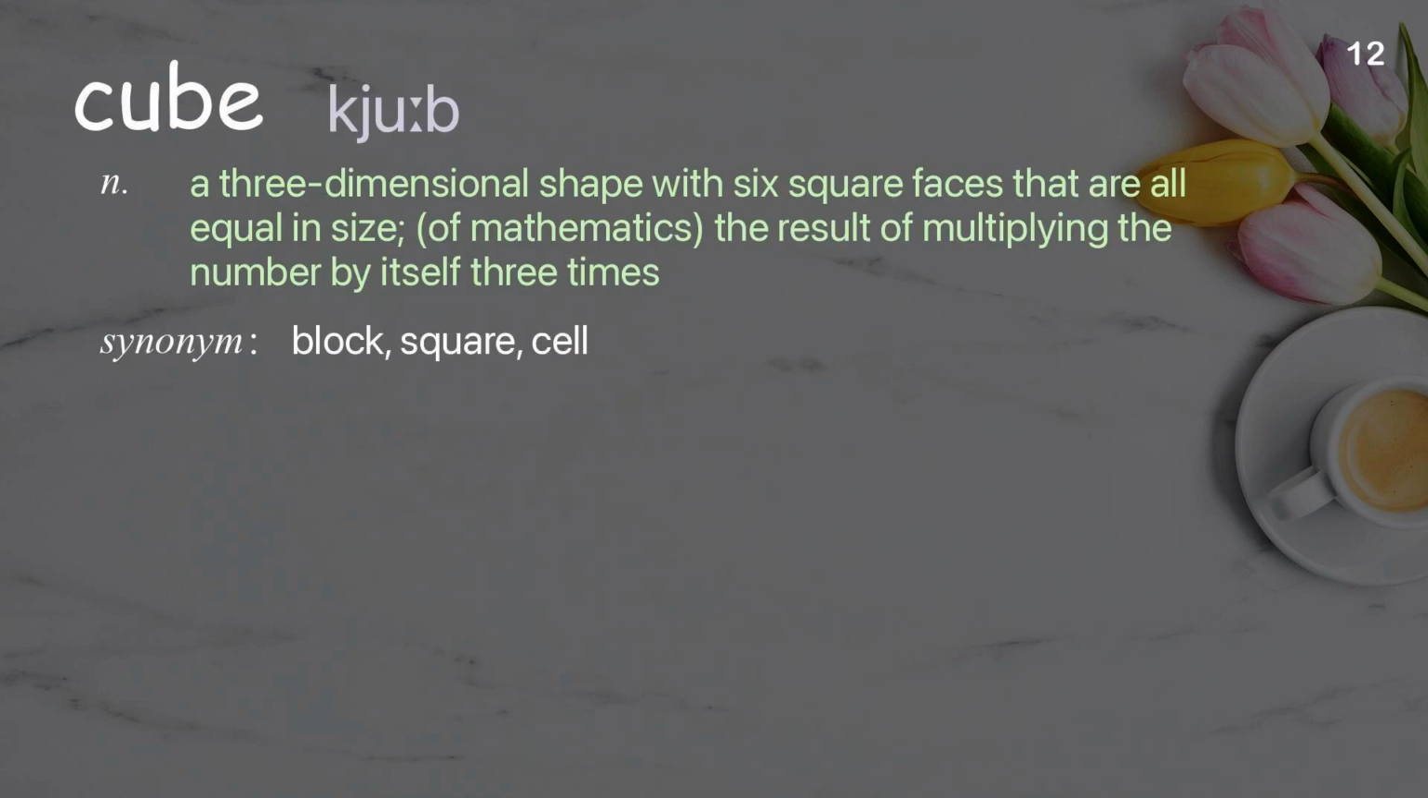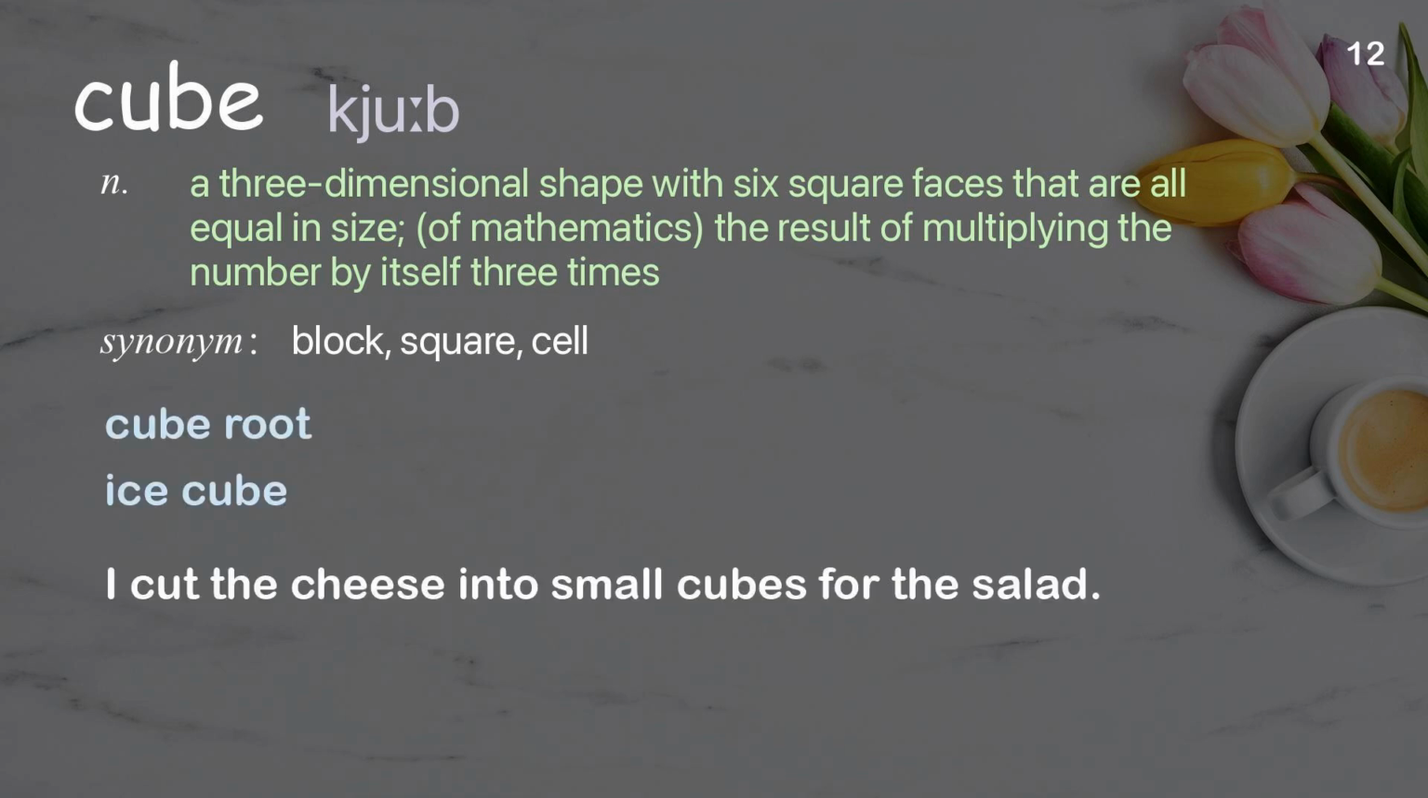Cube. A three-dimensional shape with 6 square faces that are all equal in size; in mathematics, the result of multiplying a number by itself 3 times. Examples: Cube root. Ice cube.